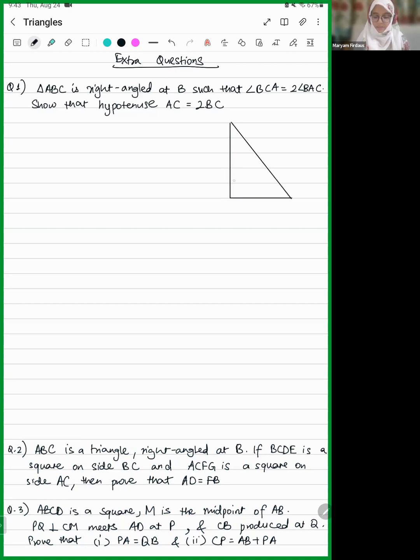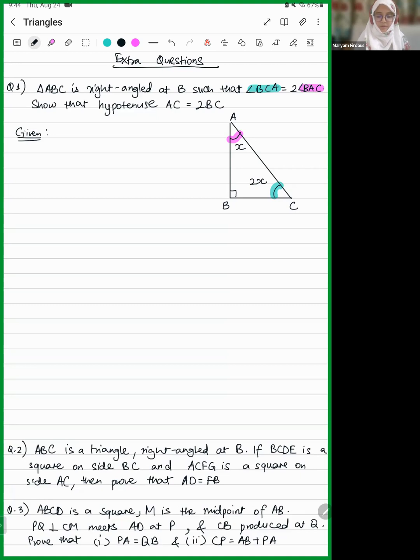Okay. It is right angled at B. So this is B, this is A, this is C, such that angle BCA, which is this one, is twice of angle BAC. Angle BAC is this one. So first of all, let's say if angle BAC is x, then the blue angle will be how much? 2x. Very good.